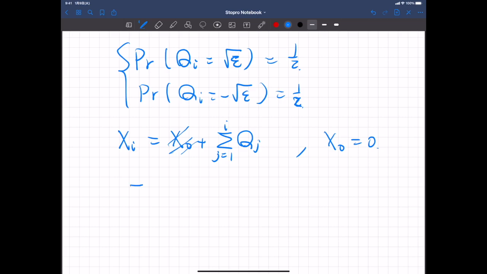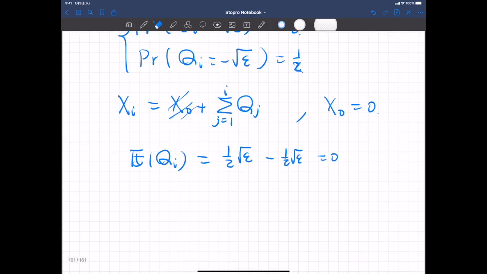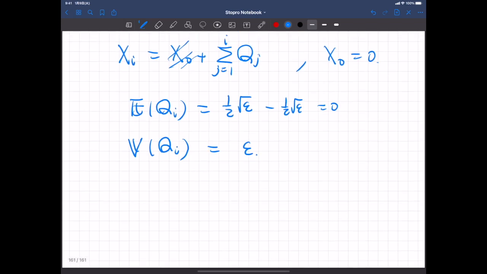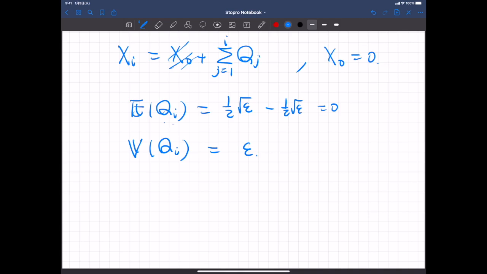Now the expectation value of each qi is 0, right? So 1/2 square root of epsilon and minus 1/2 square root of epsilon, that is 0. And the variance, if you calculate according to the definition, should be epsilon. And of course, we are assuming that each qi for different i's is independent of the other qi's.